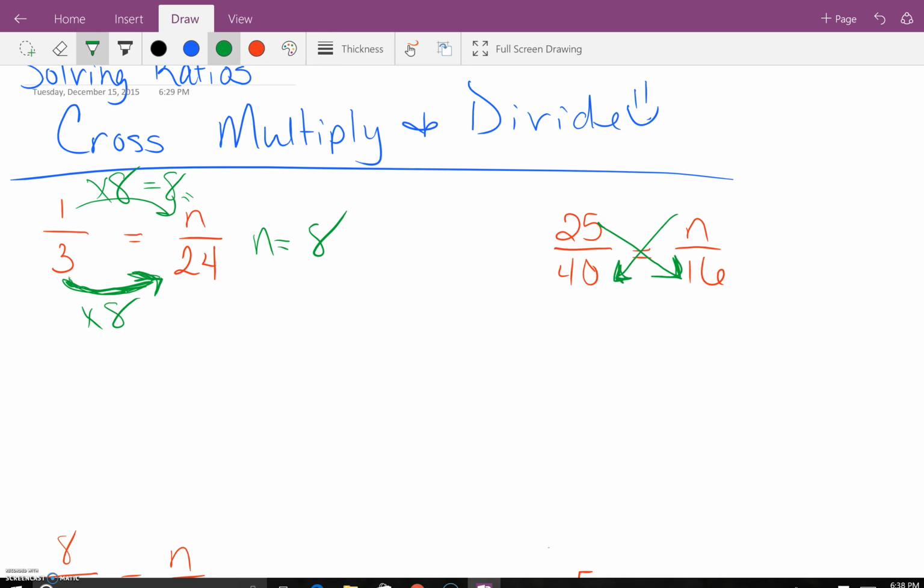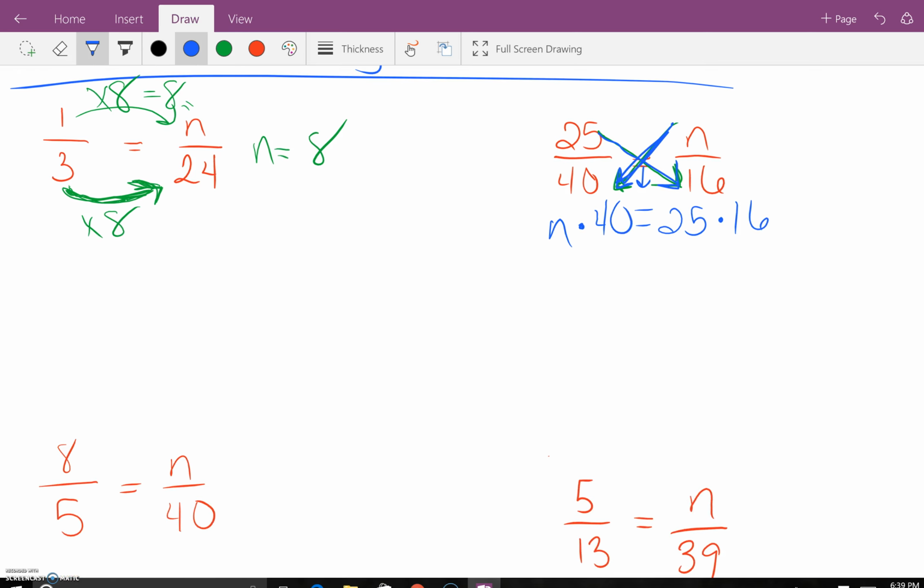And what I'm going to do is bring down my equal sign, and I'm just going to multiply in a cross direction. So I have 25 times 16, and I just put it on the side where the arrow ends up on the bottom. And on this side I have n times 40. Okay, so I have those two equal to each other in a cross-multiplying manner.